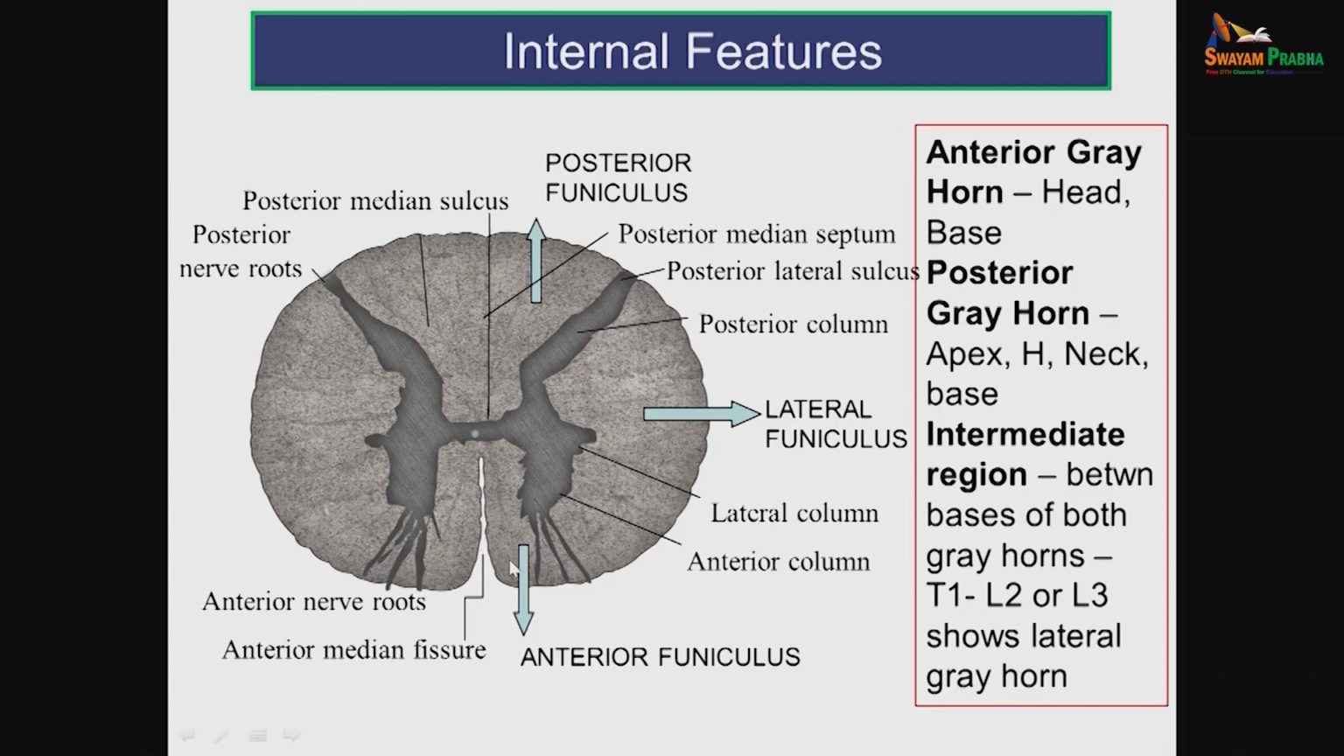If you look at the white matter itself, it is divided into anterior white column, lateral white column and posterior white column. You can also refer to them as anterior funiculus, lateral funiculus and posterior funiculus. So, this anterior white column is between anterior median fissure and the most lateral fibers of the ventral root. You can see the ventral roots emerging. From the ventral root fibers to posterolateral sulcus is the lateral white column or lateral funiculus. From the posterolateral sulcus to posterior median septum, this portion is called as posterior white column or posterior funiculus.